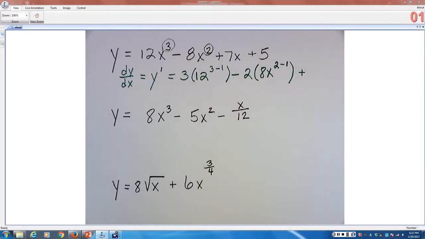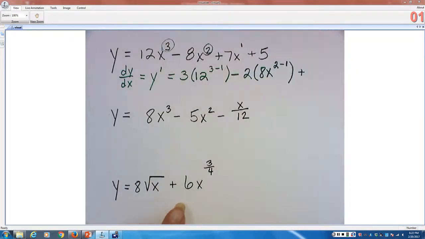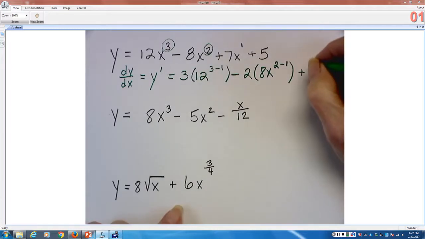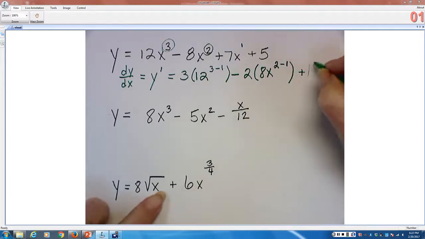Plus, now there's separate rules actually for this 7x and the 5. The derivative of anything to the x power still follows the power rule, though the power right there is 1. So really all you're doing is multiplying by 1, and multiplying by 1 doesn't change anything. So it's going to be 1 times 7x to the 1 minus 1. You're still using your power rule.